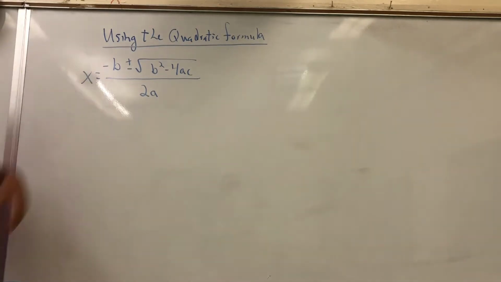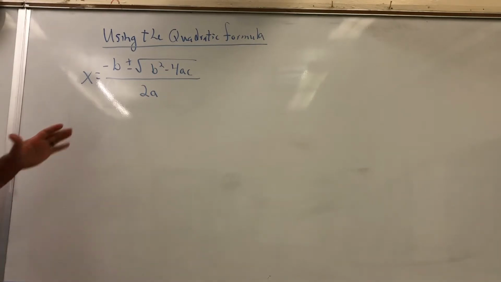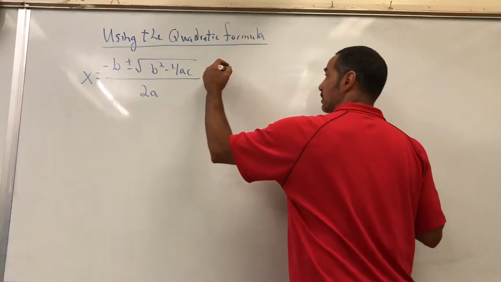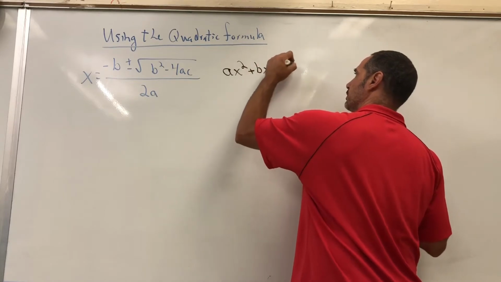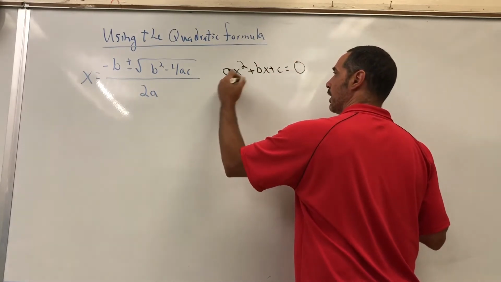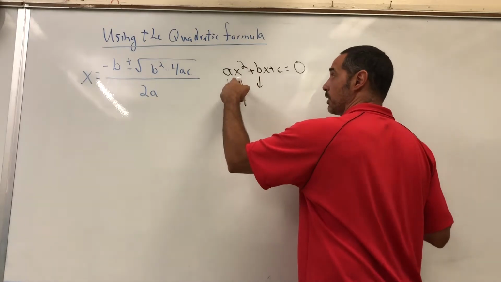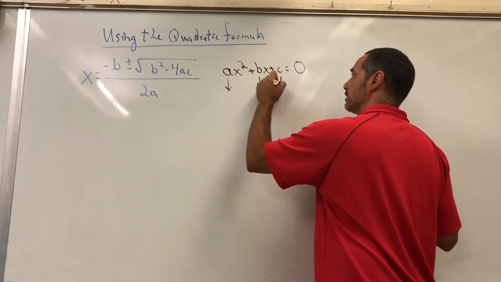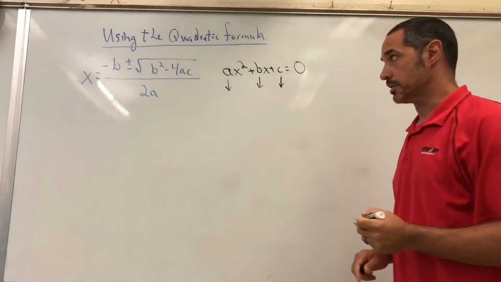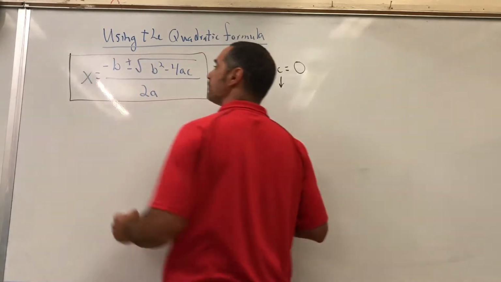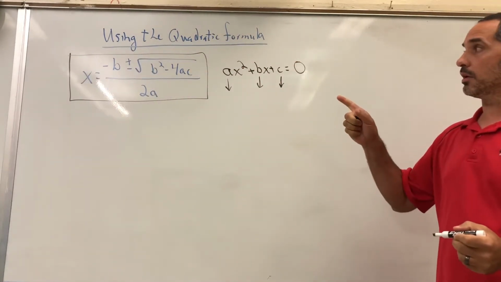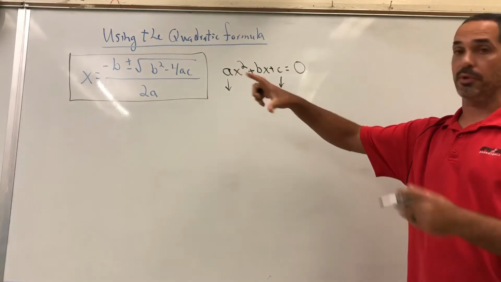Alright, so this is called using the quadratic formula, and when we're using the quadratic formula, we are going to make sure that the equation is equal to 0 first. So our equation is going to be ax squared plus bx plus c equals 0. And we're looking for a, which is the coefficient of x squared, b, which is the coefficient of x, and c is the constant. So when we employ this formula, when we are replacing a, b, and c into this formula, we're going to use parentheses.